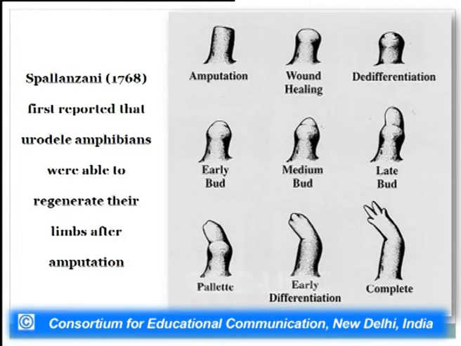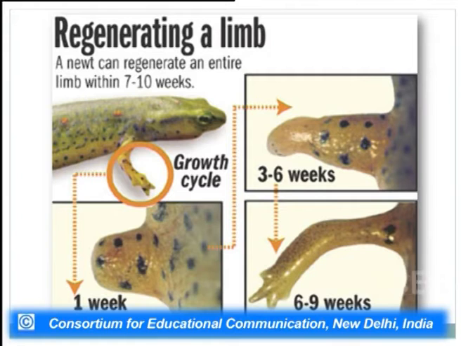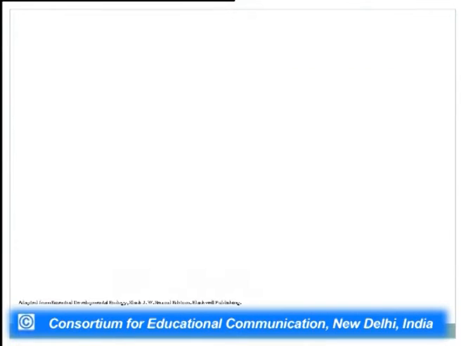We will elaborate on it down the line, but just to start with how Spallanzani explained it: there is an amputation, then wound healing occurs, then dedifferentiation occurs, and after dedifferentiation an early bud develops, then medium bud, late bud, then pellet formation, early differentiation occurs, and the complete arm is regenerated. A newt can regenerate an entire limb within 7 to 10 weeks. So you can see the growth cycle. In 1 week there is a stump. In 3 to 6 weeks a pellet and a cone shape has formed, and in 6 to 9 weeks the entire limb has been regenerated.